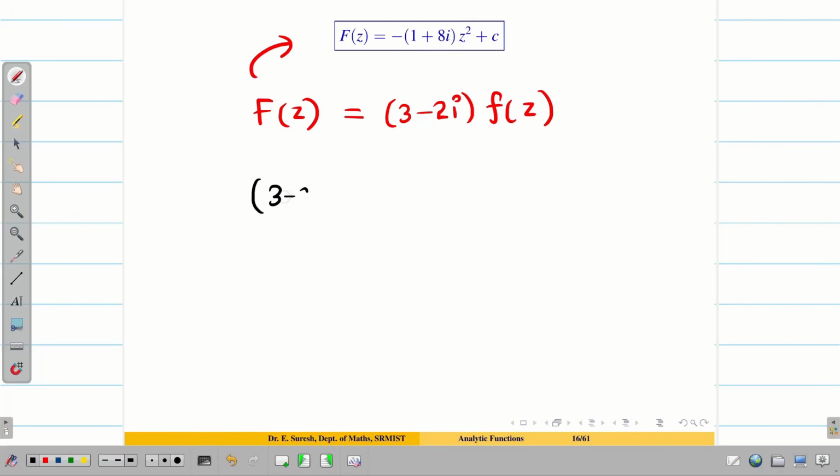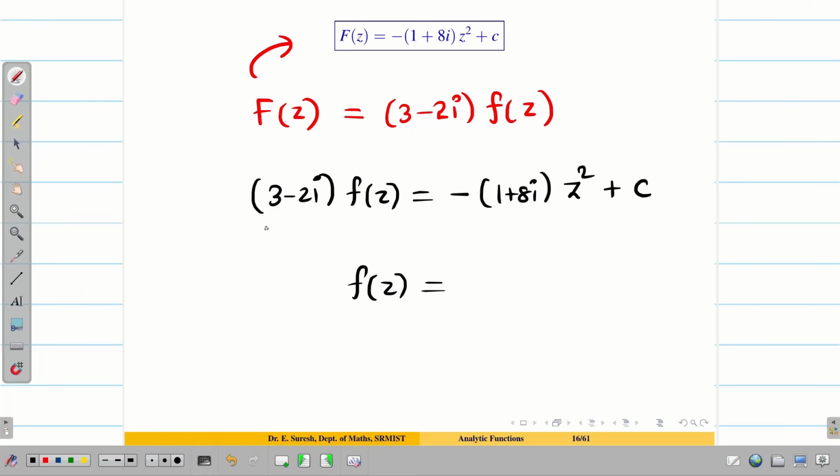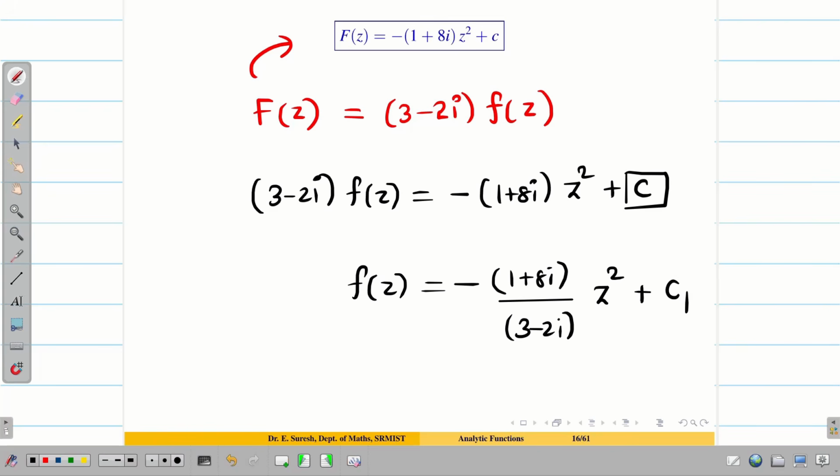So we get (3 minus 2i) into small f of z is equal to minus of (1 plus 8i) into z square plus c. So I want to find small f of z. Just divide by 3 minus 2i. So minus of (1 plus 8i) divided by (3 minus 2i) into z square. Since c is a complex constant, if we divide by another complex constant, we simply call this c1.